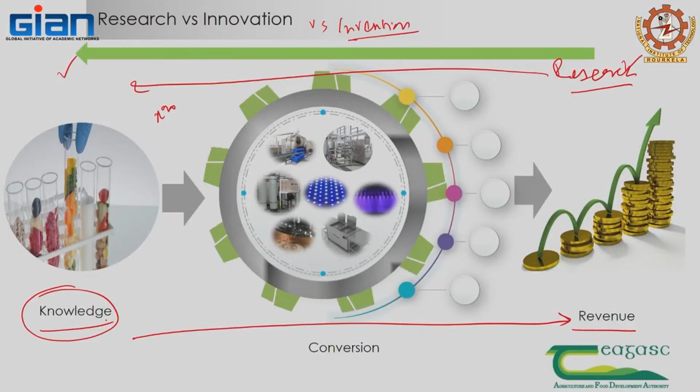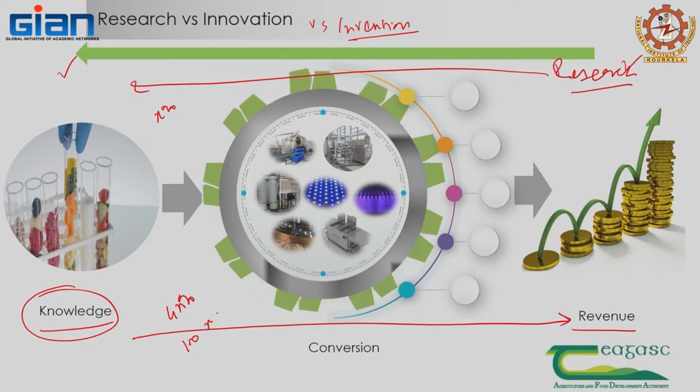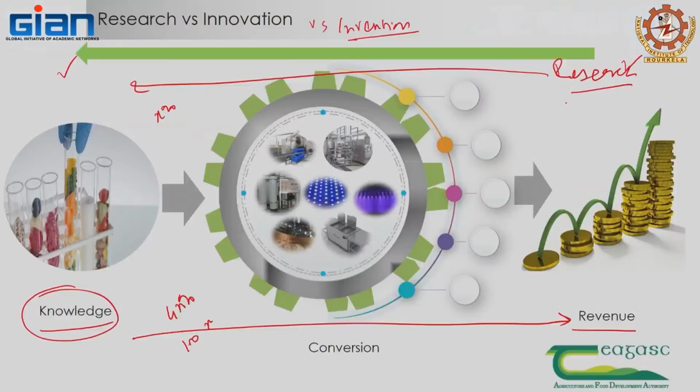So the conversion ratio cannot be 100%. Revenue to knowledge is X percentage, but knowledge to revenue can be quadruple, or 100 times X. So that is the way we have to see research and innovation, and the difference between invention and innovation. Invention is finding something new; finding telephonic communication was an invention, and all those things coming now are innovations. The chip, including that system. So that must be very, very clear.